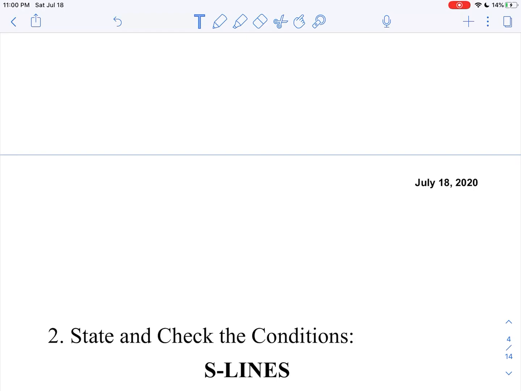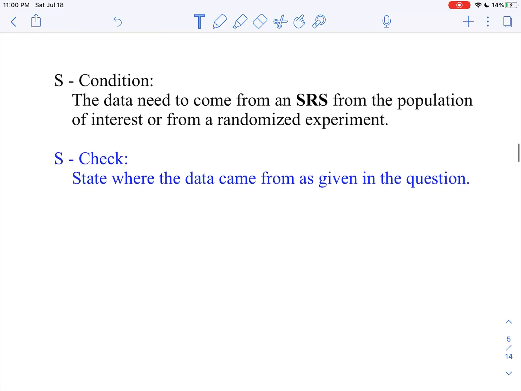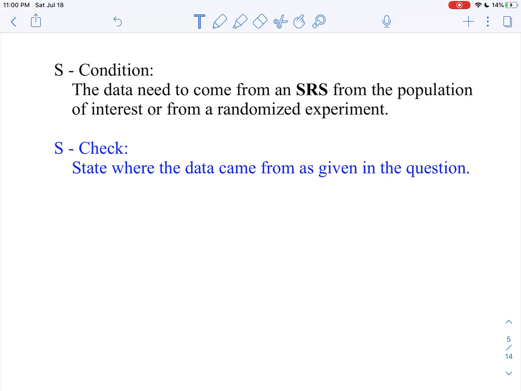So again, we're going to use SLINE to state and check our conditions. So the first S is the same S we've always had. The data need to come from an SRS from the population of interest, or from a randomized experiment. And obviously our check, we just have to state where the data came from, as they told us in the question. So that's an easy one.